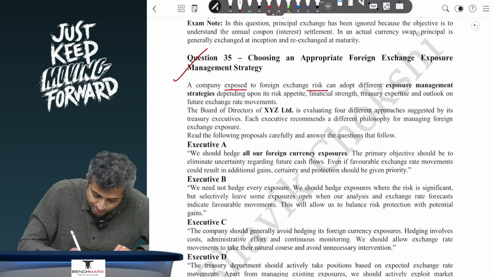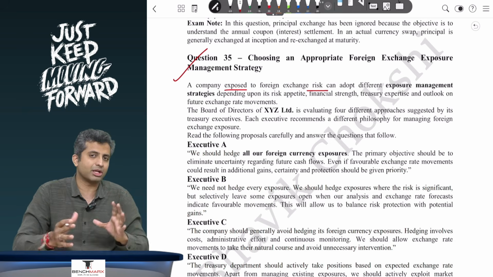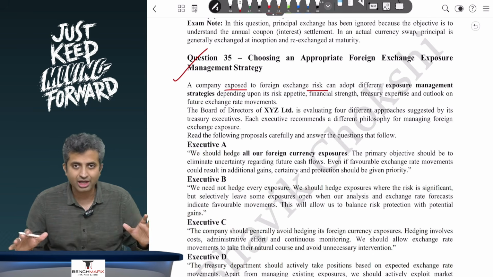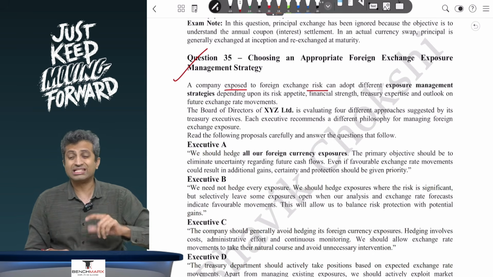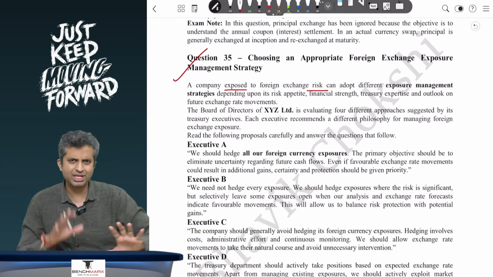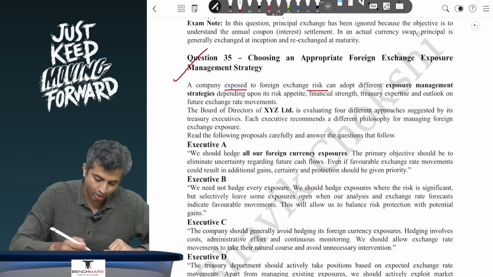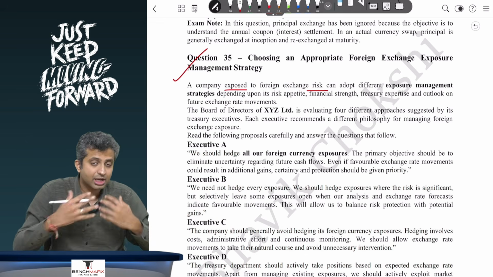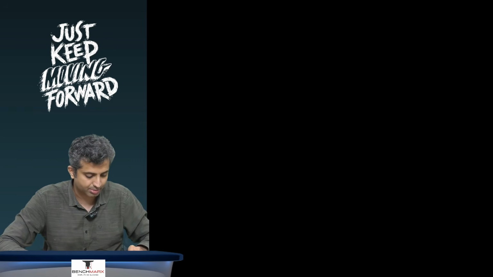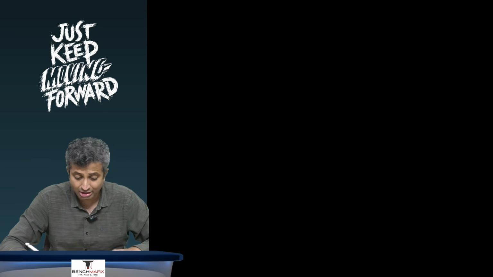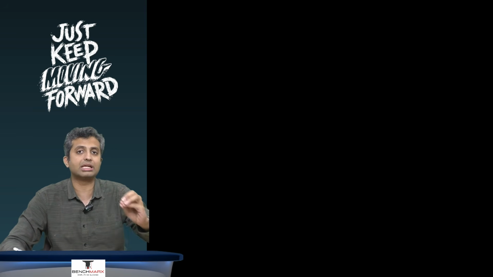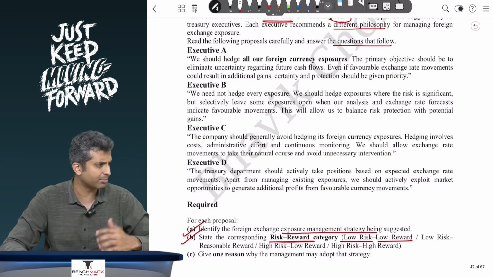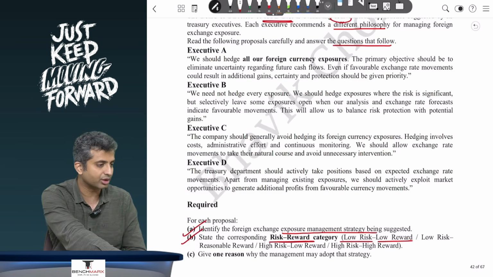Identify the foreign exchange exposure management strategy. Is it, let us say, all unhedged, all hedged, selective hedging, or active trading? And based on that, identify the risk and reward. State the corresponding risk reward category. In my opinion, this is classic. I'm sorry, I think the screen had frozen. In my opinion, this is classic MCQ material. In an MCQ you can be asked these multiple things, and hence this is classic MCQ.